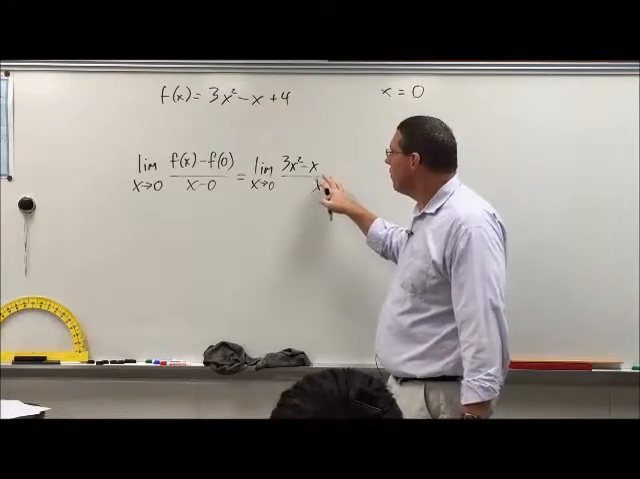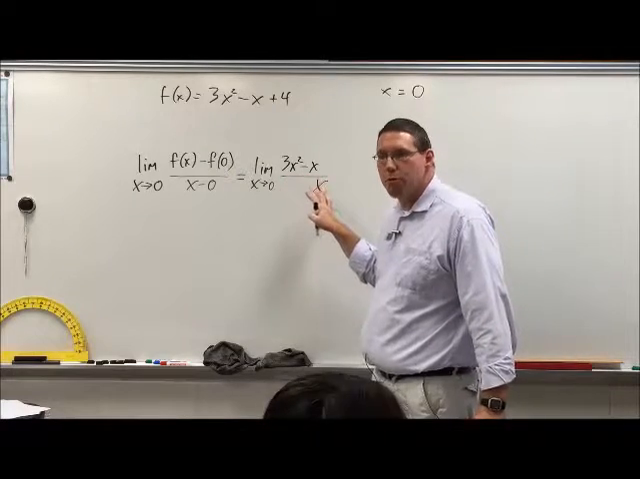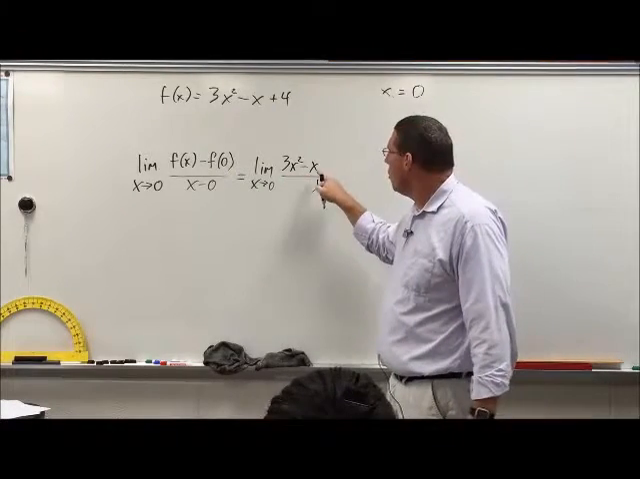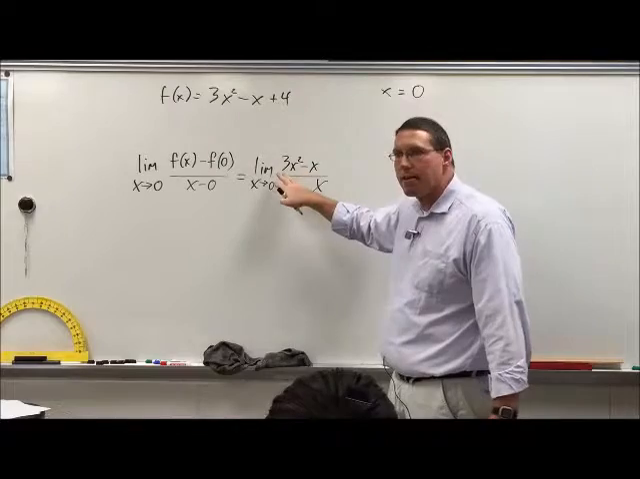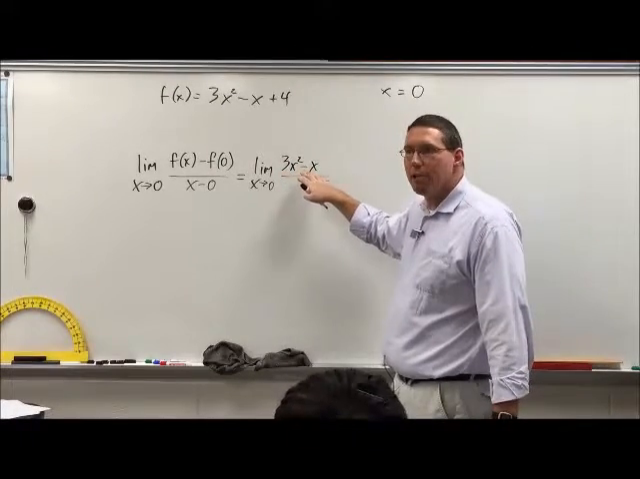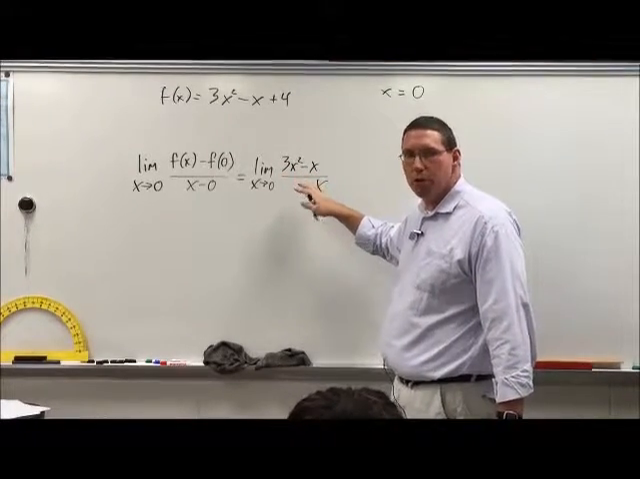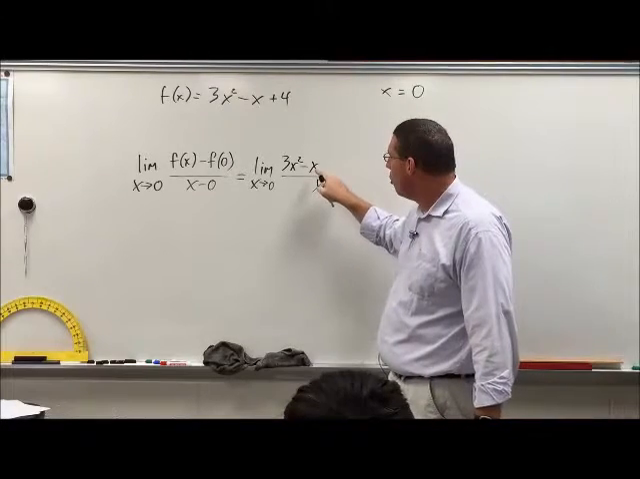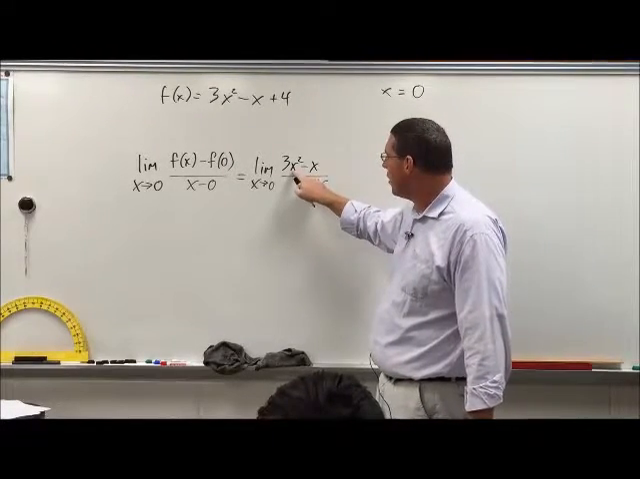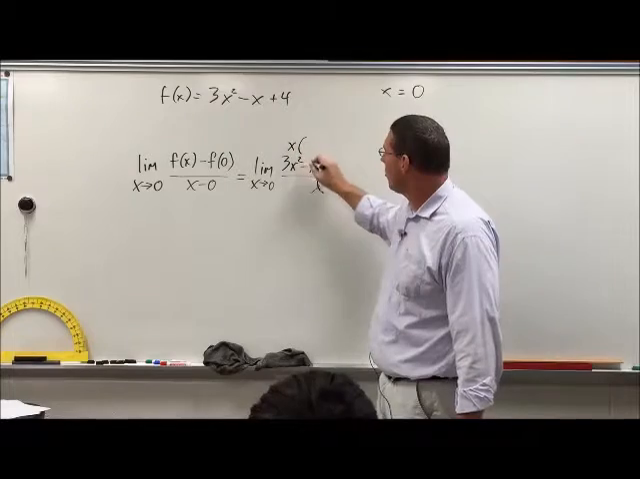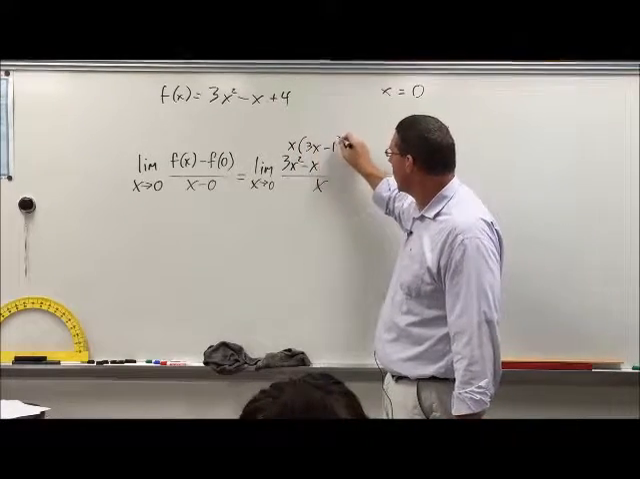Now, synthetic division doesn't make any sense here. I'll do synthetic division just to show you, but look, we can factor out an x. The factoring here is the easiest kind of factoring you can do. Take out a greatest common factor. We can take an x out of here and an x out of here, and that becomes x times 3x minus 1.